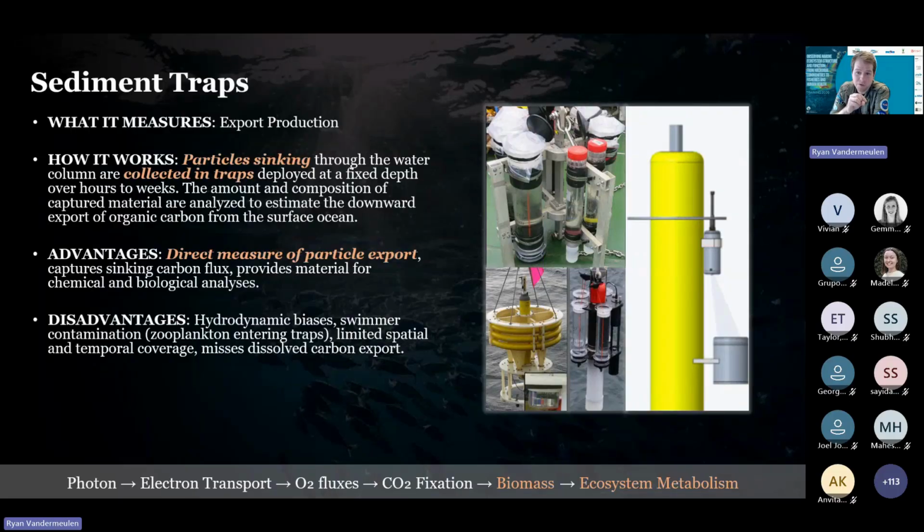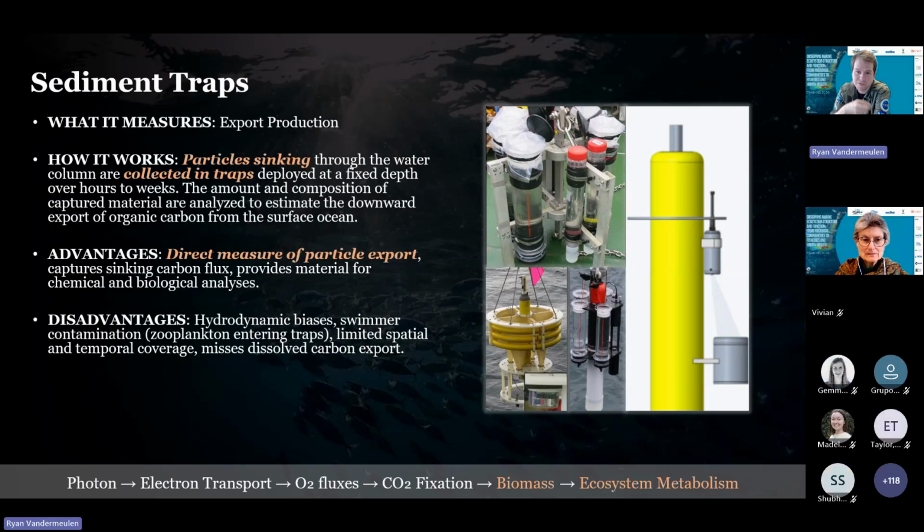Another advantage is that we don't just measure how much carbon is sinking. We can collect that material and analyze it, its chemical composition, its pigments, the isotopes, and its biological contents. This can give us some additional context. Currents can also influence what enters the trap, so sometimes living zooplankton can stumble upon an absolute smorgasbord of stationary food. This approach is also restrictive to measuring particle fluxes and doesn't capture the dissolved organic aspect as well.